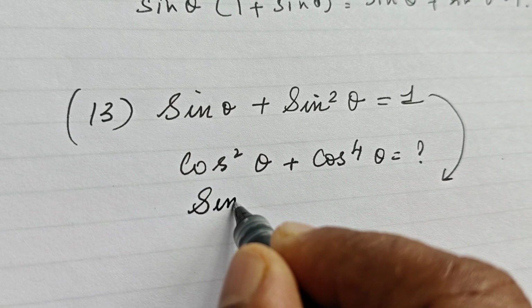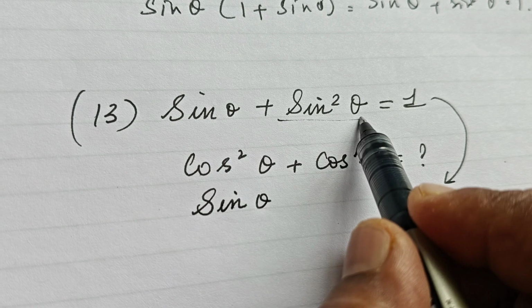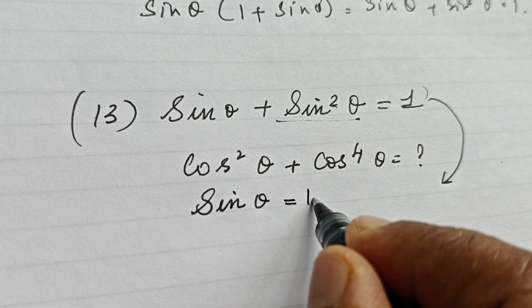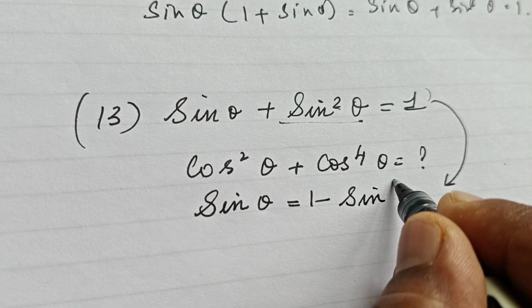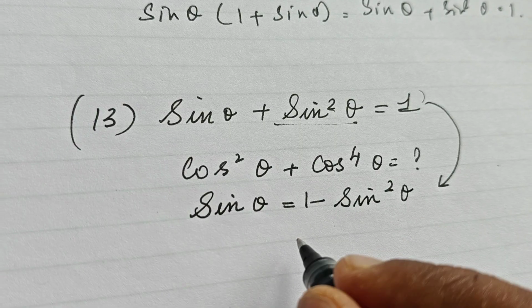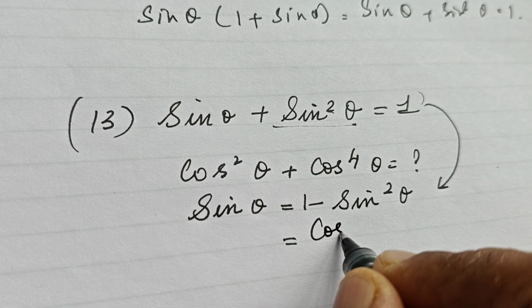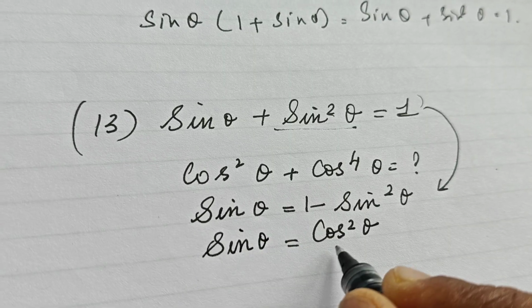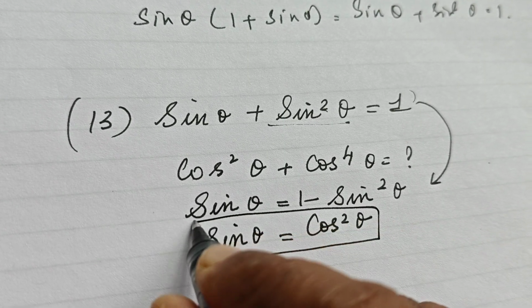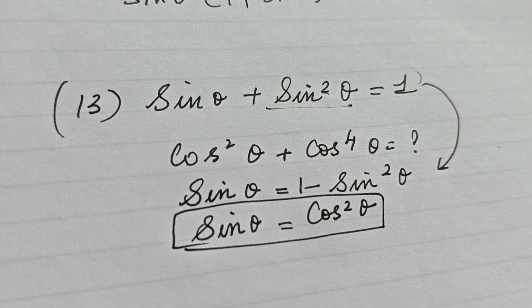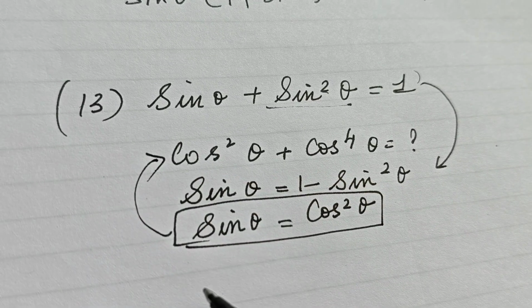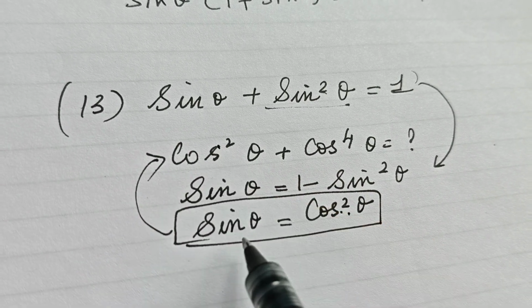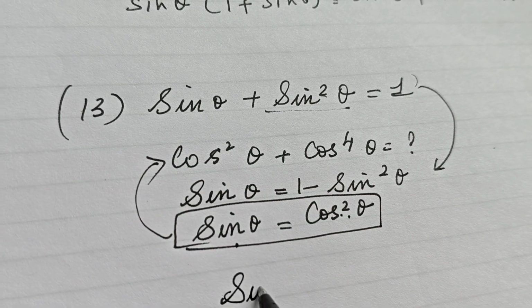How to simplify the given value? Keep sin theta alone on one side. Transpose this sin square theta to the right side. It will become 1 minus sin square theta. What is 1 minus sin square theta? Cos square theta. So sin theta equals cos square theta. This is the value I got from the given data. Now I have to apply it in the proving part. Wherever cos square is there, I will apply sin theta.